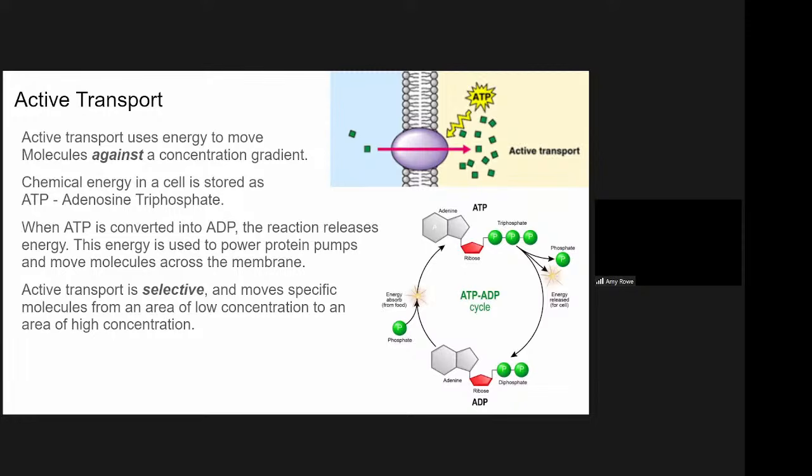Just as we saw with facilitated diffusion, active transport is selective. It will move specific molecules from an area of low concentration to an area of high concentration. It's not just going to move anything, it's going to move very specific molecules from an area of lower concentration to an area of higher concentration. So in this way, the cell is able to control what is entering or exiting the cell.